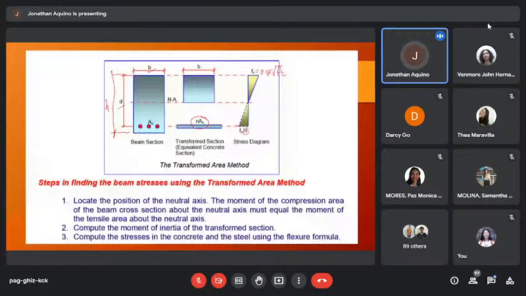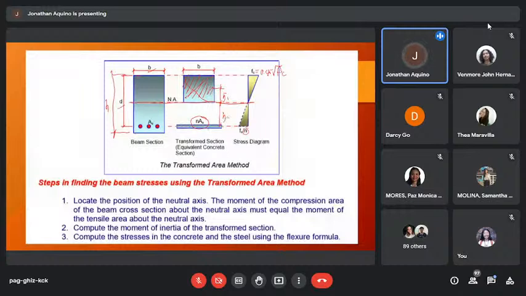So first step in determining for the transform area is to locate the neutral axis. Okay, so locate the neutral axis. The moment of the compression area. So how to locate the neutral axis? Moment of area above. Okay. So moment of area above. Area times centroid, bar y1, is equal to the moment of area below. So nAs, so ito, times d minus x.